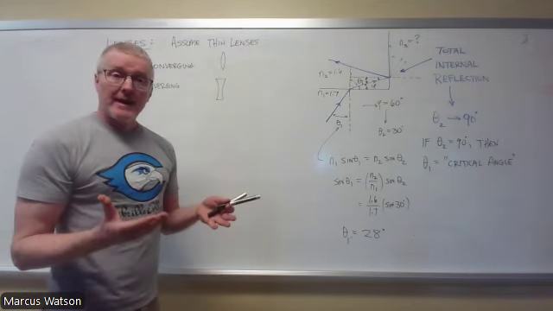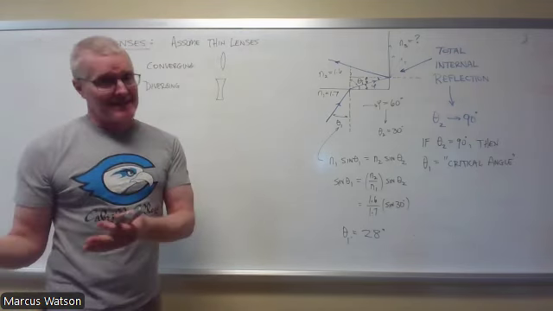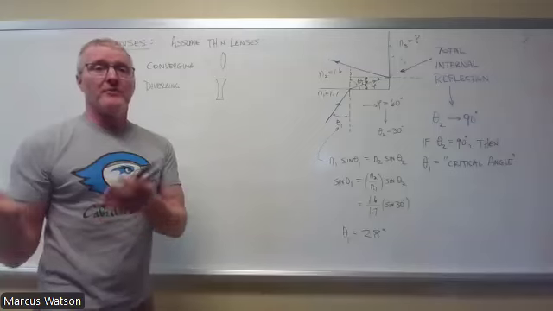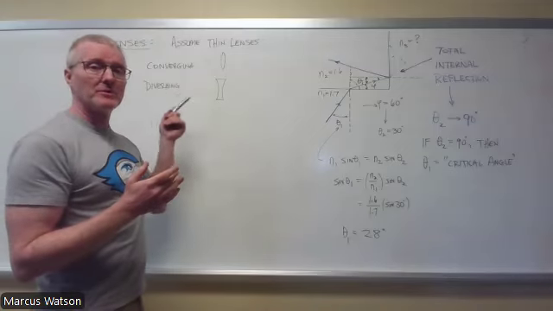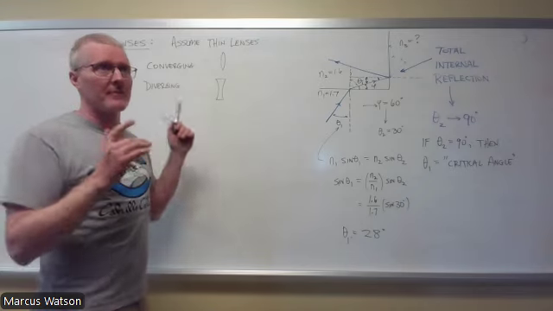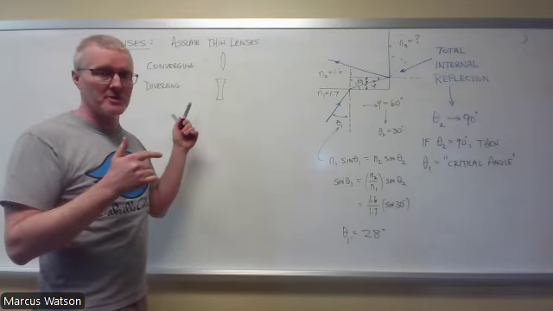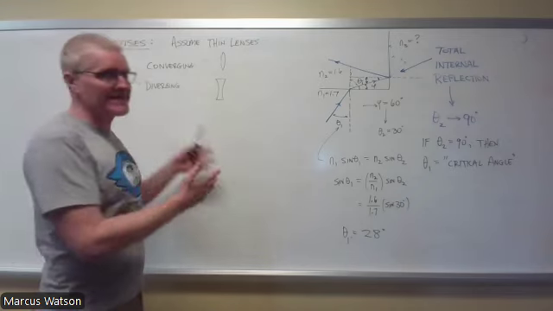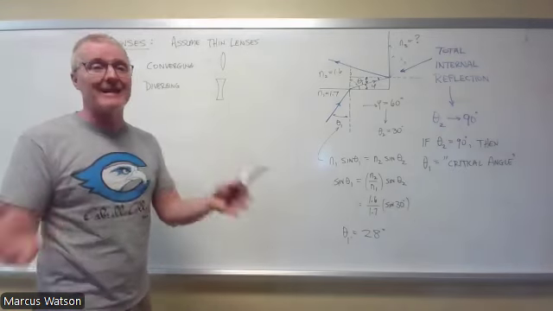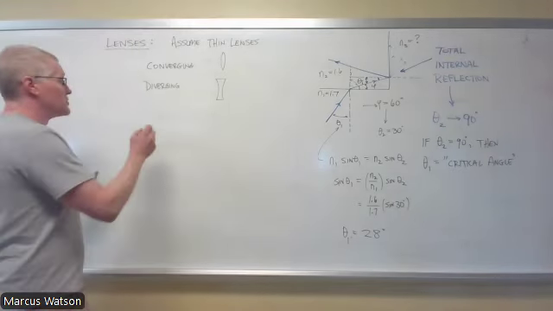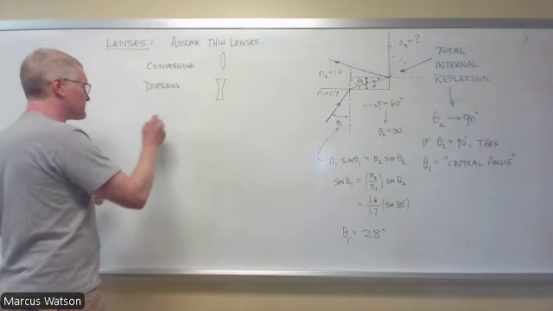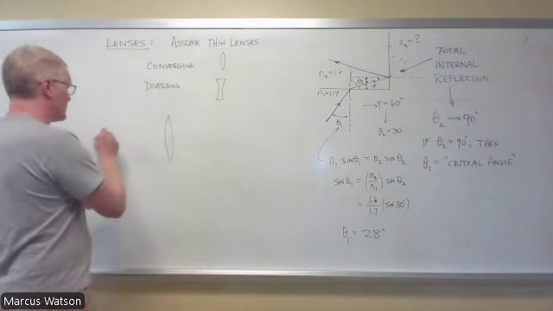Now, drawing the ray diagrams for these is exactly the same as drawing a ray diagram for the corresponding mirror types. Okay, we spent some time going through converging mirrors and diverging mirrors, and now we're looking at converging lenses and diverging lenses. Exactly the same situation. Okay, so a converging lens ray diagram would look like this.